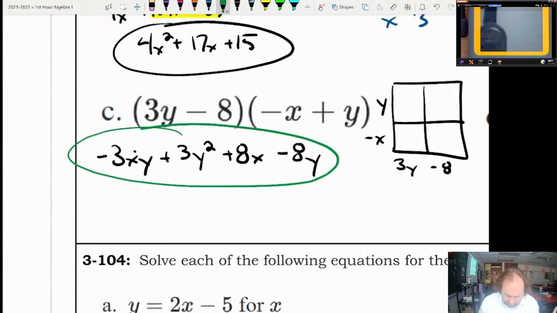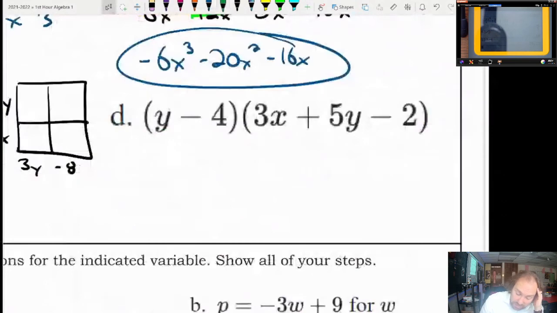If I wanted to be a stickler, I would put the 3y squared in front, followed by the minus 3xy, and then the plus 8x, then the plus minus 8y if I was going to put it in standard form, but it doesn't matter too much. Question D is one you might want to use a rectangle for.